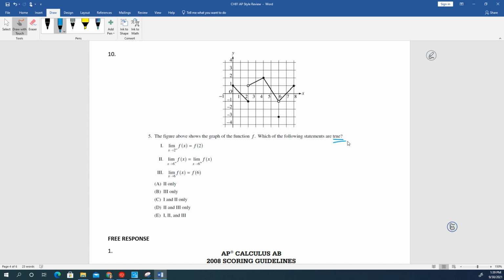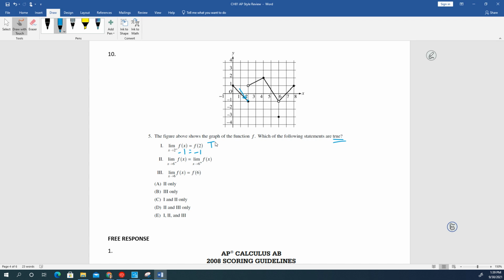All right, let's just tackle that first piece. What is the limit as x approaches 2 from the left? Negative 1. Yep. What is f of 2? Negative 1. Also negative 1. Okay, that's true. Those are the same.